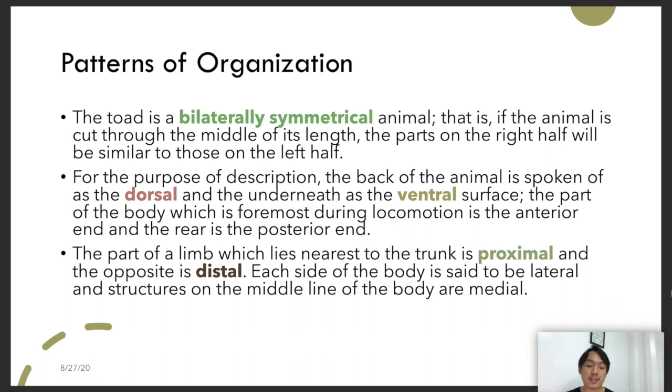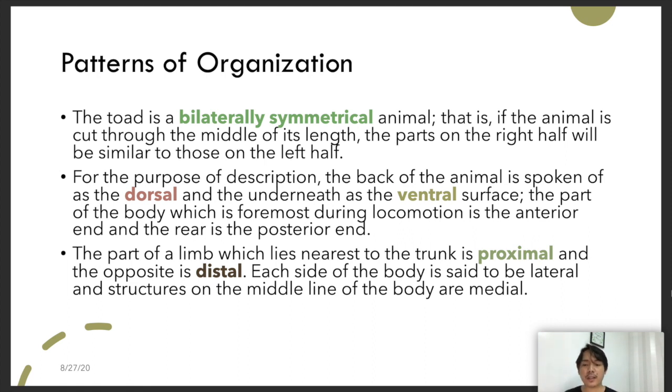Okay, they're mirror images. For the purpose of description, and this is just a short review, the back of the animal is spoken of as the dorsal, and underneath is the ventral surface. The part of the body which is foremost during locomotion is the anterior end, and the rear below is the posterior end. The part of the limb which lies nearest to the trunk is proximal, the foundation of the body, the core of the body, and the opposite is distal. Each side of the body is said to be lateral, and the structures in the middle of the body are said to be medial.